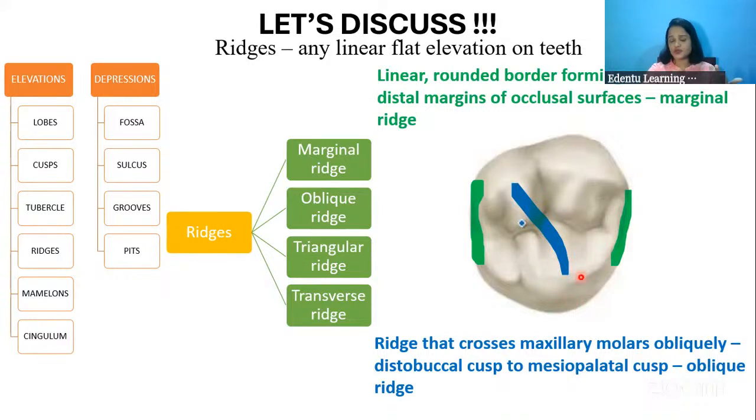These cusps are also very important, because questions can be asked like this: which two cusps is the oblique ridge connecting? So you should know the cusps also. It connects the distobuccal cusp to the mesiopalatal cusp. It is like a crossing ridge, crossing the tooth obliquely. So this is about the oblique ridge.